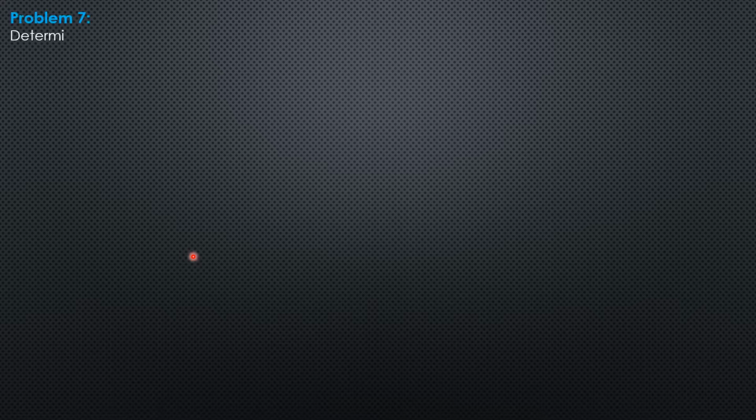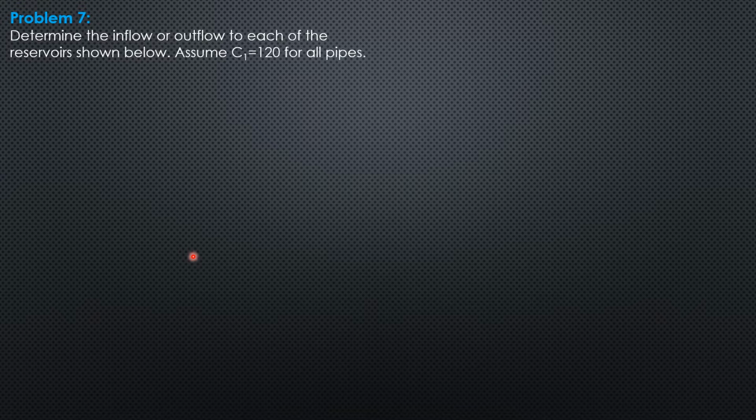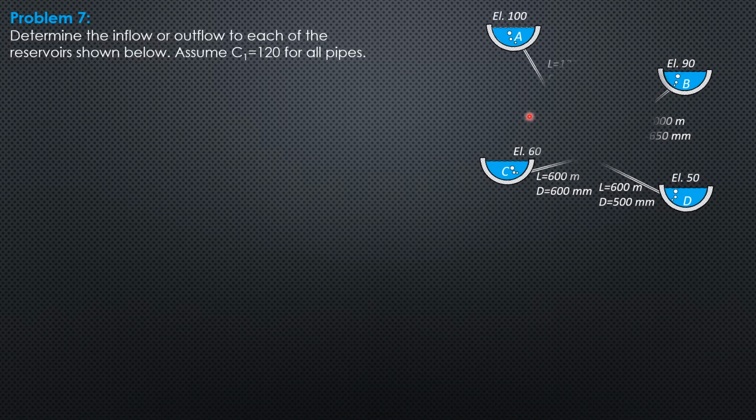Example 7. Determine the inflow or outflow to each of the reservoirs shown below. Assume Hazen-Williams coefficient 120 for all pipes. So this is the figure.